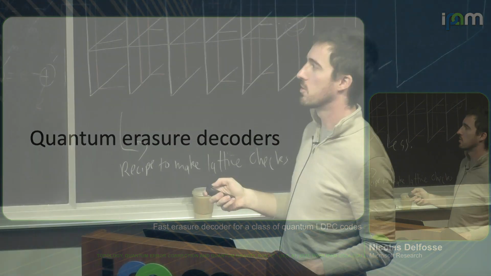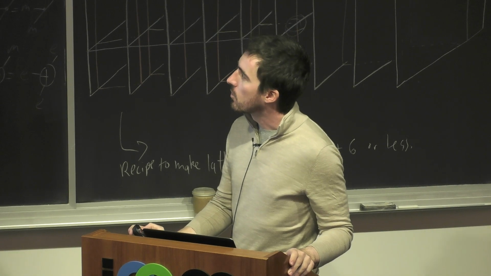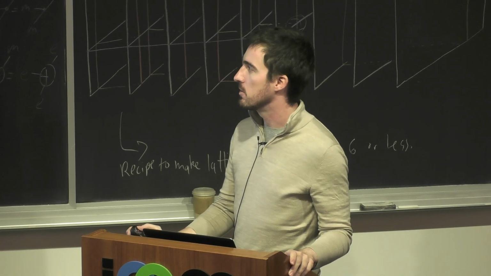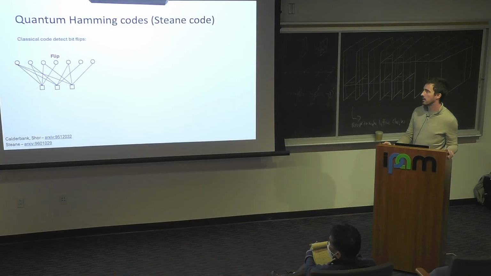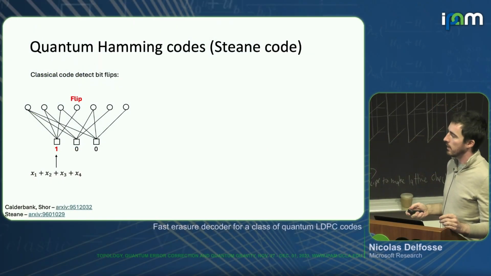Okay, now let's do that in the quantum setting. So first, the quantum Hamming codes. I told you this is a Hamming code. If we have a flip, we detect the bit flip on the incident checks. It flips the incident checks. And we do that by computing parities.